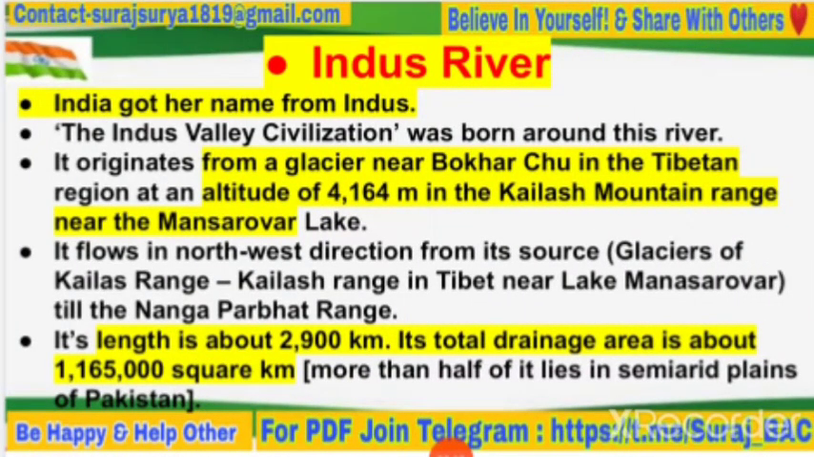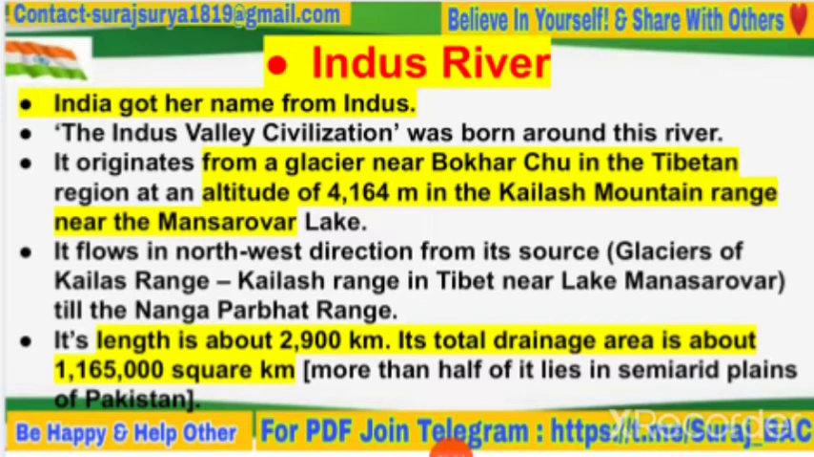Now let's have a deeper look at the Indus River. India got its name from the Indus. This is an important and major question: from where did India get its name? This is an important point you must know, and it is a very common question in any competitive exam. India got its name from the Indus, which means the name India was taken from the Indus River. Thereafter you will come to know one important civilization. The Indus Valley Civilization was born around this river. You will find in history that the Indus Valley Civilization was born around this river.